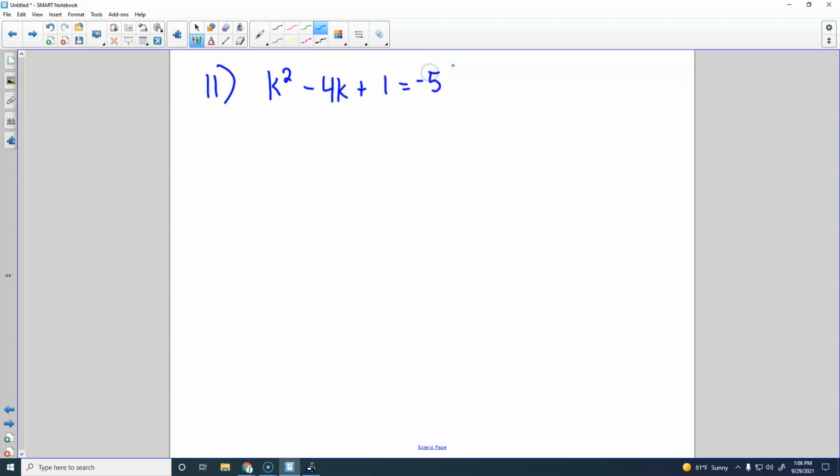Now, whether it's quadratic formula or completing the square, you need to move everything to one side first. So k squared minus 4k, add that 5, put that together, you get your 6. If you're completing the square, though, I guess you could have done it this way. You're going to move that 6 over to the other side. So you've got plus blank equals negative 6 plus blank.